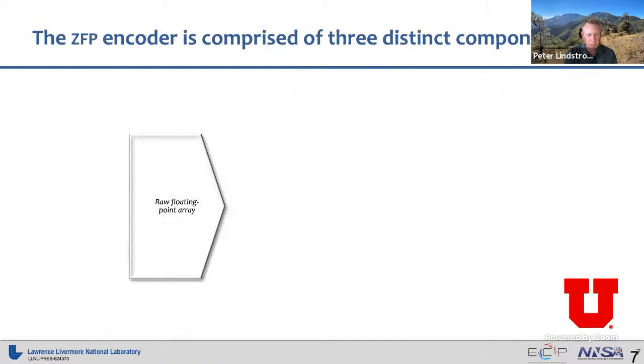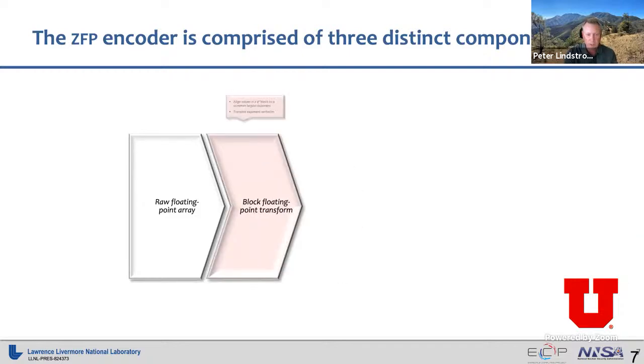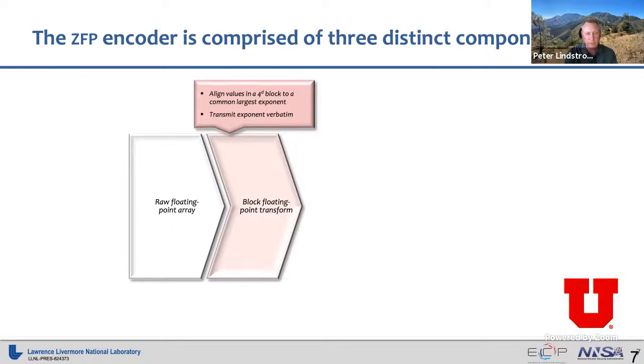Let's see. So how does ZFP actually work? What does it do under the hood? Well, if we're starting with a raw array of floating point data, each block will then undergo what's called a block floating point transform, where we represent all the values within a block with respect to a single common exponent. And then the values essentially become integers that we operate on.